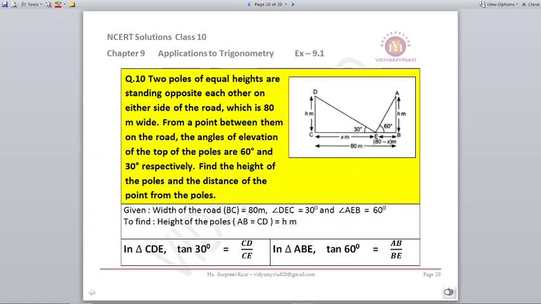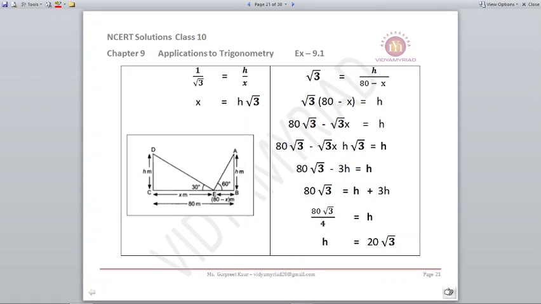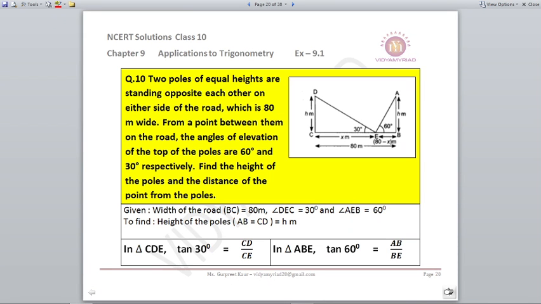So we will put the values. What does it become? You have the value of tan 30 as 1 upon root 3, which is equal to H upon X. So X comes out to be H root 3. So let's take the other triangle ABE. What happens in ABE? We have tan 60 degrees is equal to AB upon BE.